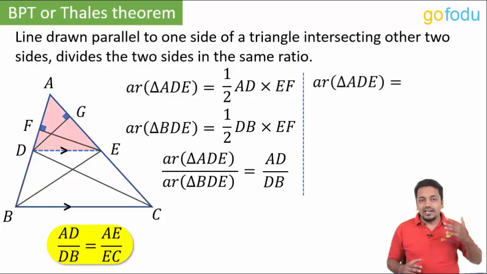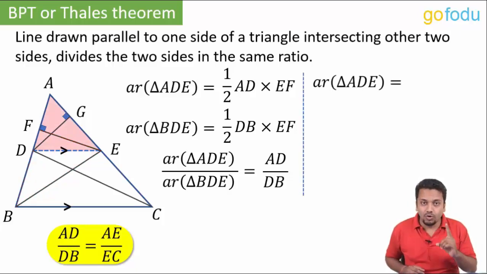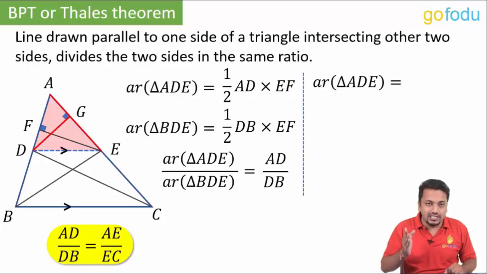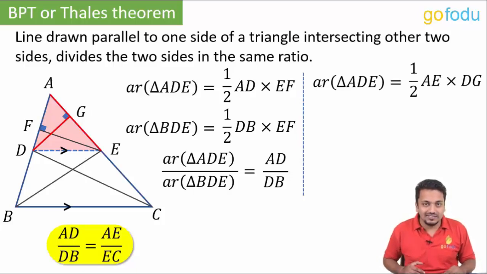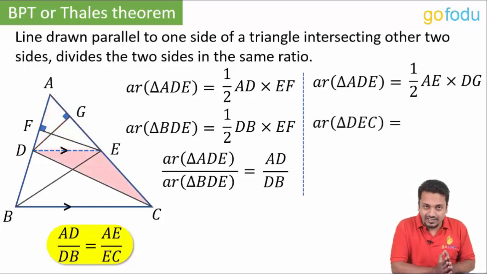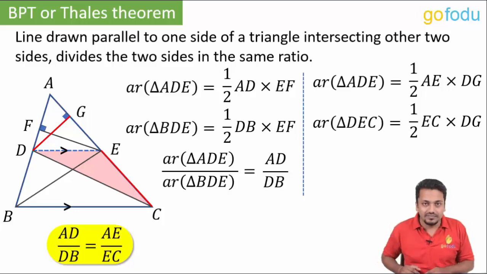Now area of triangle ADE, there is one more way we can write it, in terms of base AE and altitude DG. That would be half AE into DG. Similarly, area of triangle DEC is equal to half base EC into height DG.